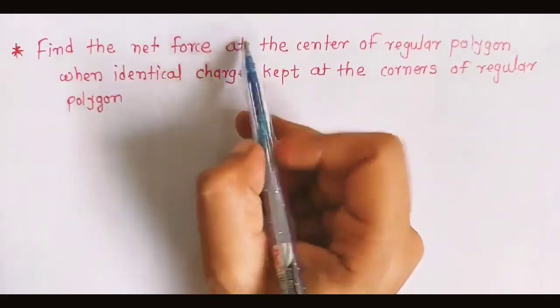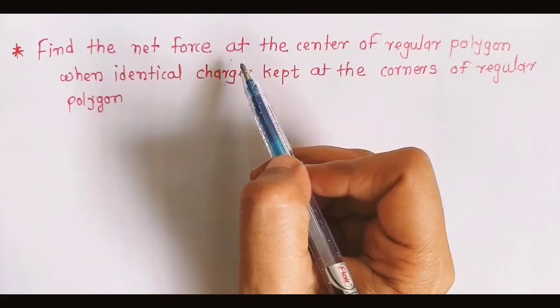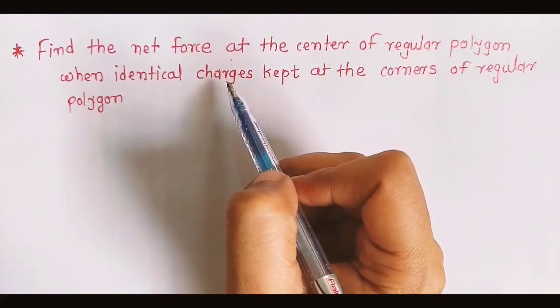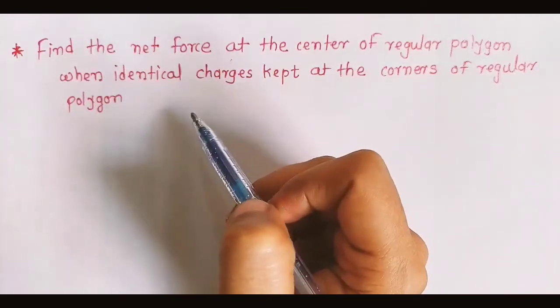How to find the net force at the center of a regular polygon when identical charges are kept at the corners of the regular polygon.